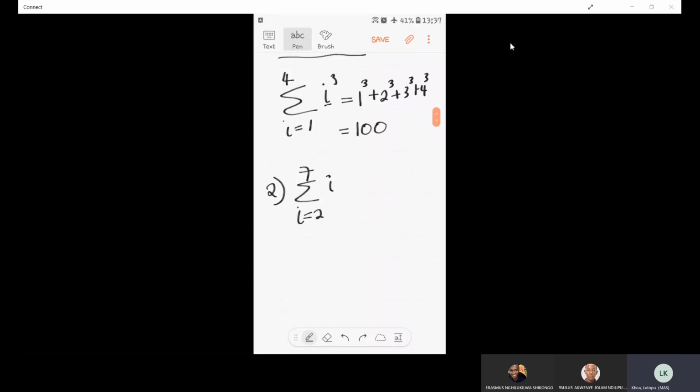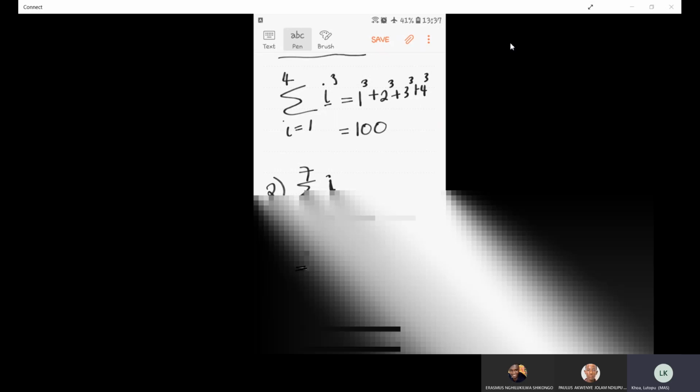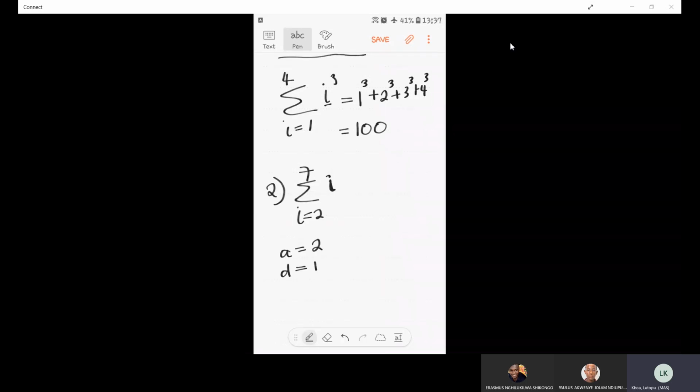Now here we're just adding the numbers from 2 to 7 because i goes from 2 to 7. We can use the formula for an arithmetic progression. We can see here our a, this is when i is equal to 2, so a is equal to 2. And our d, I say it is always the coefficient of the variable that you have here. Here my coefficient is 1, so d is equal to 1. And then how many terms do I have? I'm counting from 2 to 7. If I started counting from 1 to 7, I would have 7 terms.